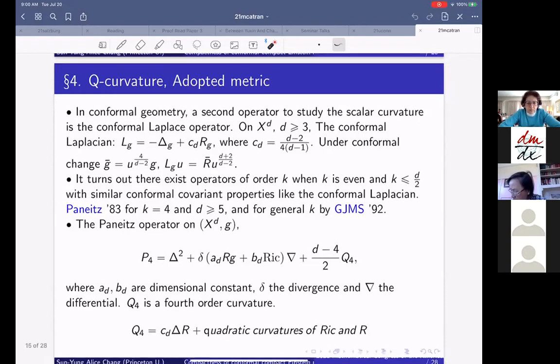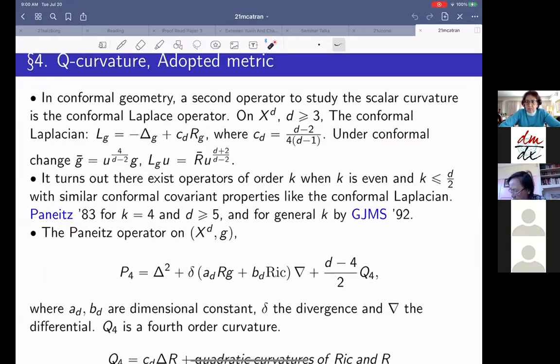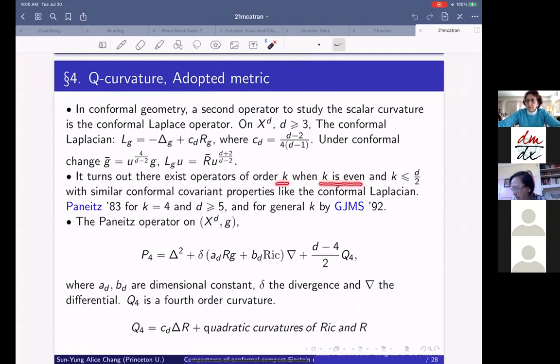And this kind of work has been extended to operators of order K when K is even and K is less than or equal to D over 2. The first such extension I know of is by Paneitz, and this is for the fourth order operator. He did it for dimension greater than or equal to 5. For general K, this is the famous work, what we call the GJMS operator, by four authors, Graham, Jenne, Mason, and Sparling. So nowadays we just call it the GJMS operator.